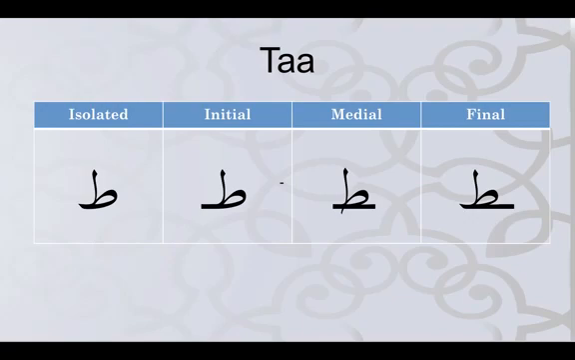Next we have the letter ba and its sister letter va. The letter ba, its isolated and initial forms are the same, and medial and final forms are the same. Along with the letter va, its isolated and initial forms are the same, medial and final forms are the same, but the letter ba has no dot on it, the letter va does. Ba has no dot, va has a dot.